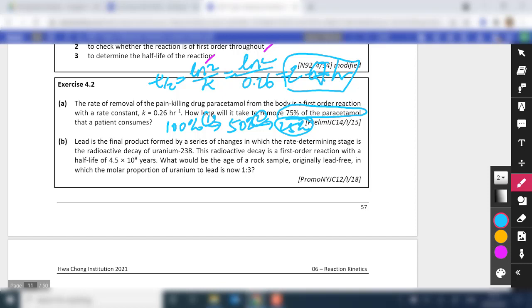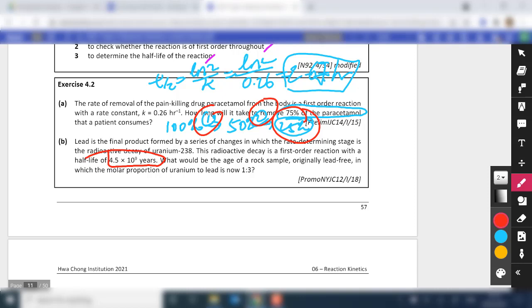The next one is the same thing; they are asking you to make use of the half-life. Lead is the final product formed by a series of changes in which the rate determining stage is the radioactive decay of uranium-238, first order kinetics, with a half-life of 4.5 times 10^9 years. What would be the age of a rock sample, originally lead-free, in which the molar proportion of uranium to lead is now 1:3? A ratio of 1:3 means you are left with 25% uranium. So same thing, 25% remaining means two half-lives, so the half-life multiplied by 2. That gives you 9.0 times 10^9 years.